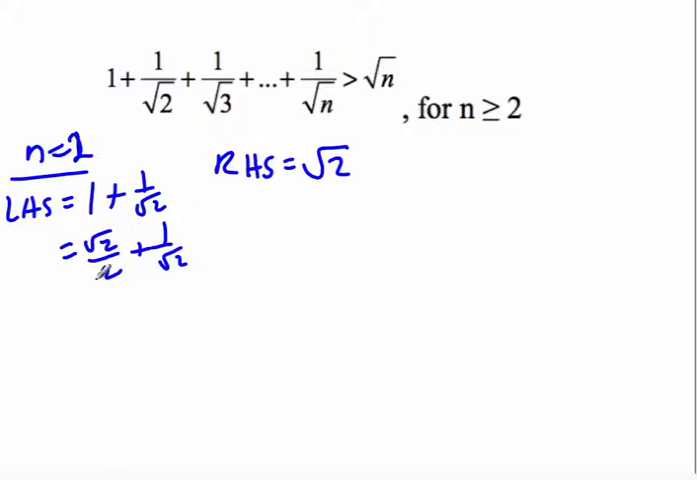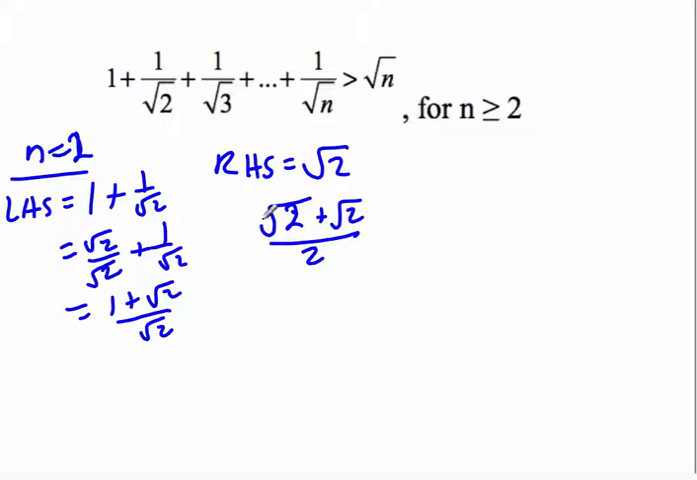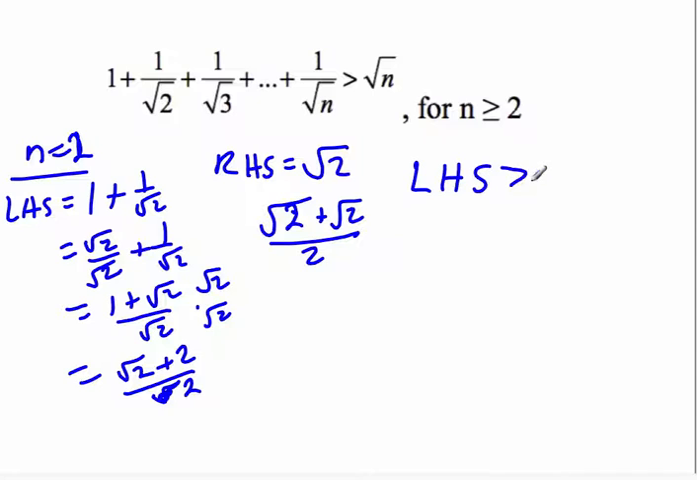So let's add these together. We're going to get 1 plus root 2 over root 2. Now this side here we can write as root 2 plus root 2, divided by 2, because that's 2 root 2 divided by 2. So this is the same as this. Looks closer. We've got a root 2 down here though, so let's get rid of that. And this is going to be root 2 plus 2 over root 2, or just 2, sorry. So now you can easily compare this, and we see that the left-hand side is bigger.